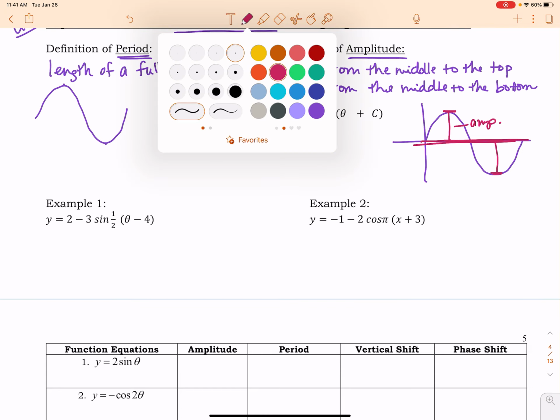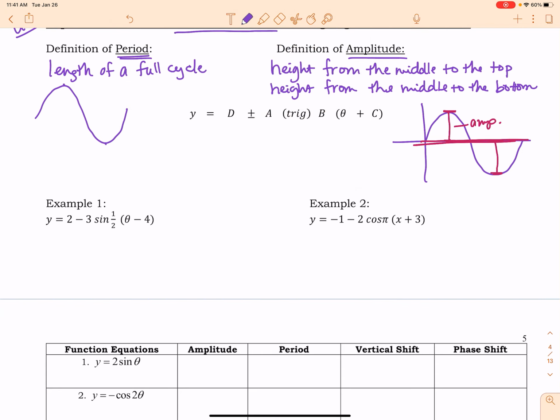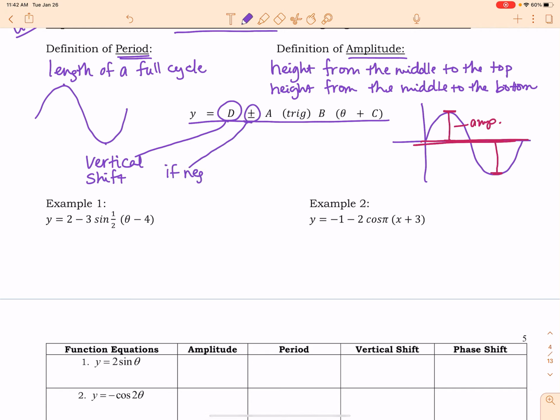Okay, so let's go back to this equation right here. This equation is just a basic equation set up so you'll understand all of the values. If you have a constant added at the front or at the end of the equation, that represents a vertical shift. So that just means up and down. Vertical shift. Okay, this sign right here, if it's negative, we have a reflection. If it's positive, it doesn't mean anything. It just means we don't have a reflection.